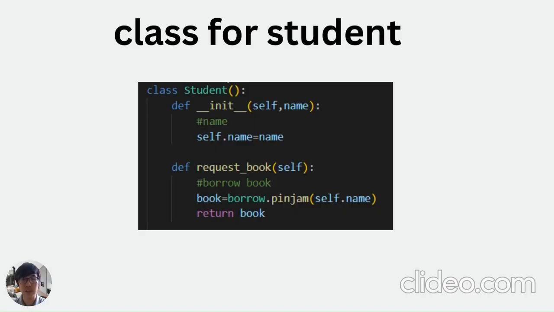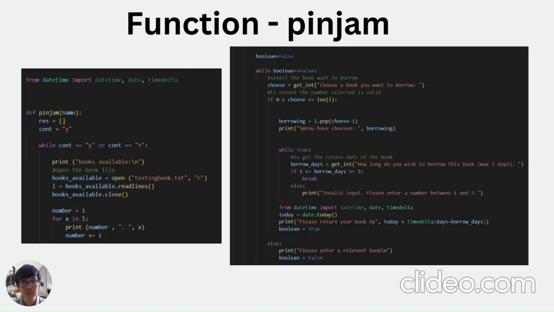Hi, I'm Ang. I will explain the class for student. The student class is to create an object for the library system. It has a method named request book that runs the pinjam function, which returns a list of borrowed books. The function named pinjam has several functions.